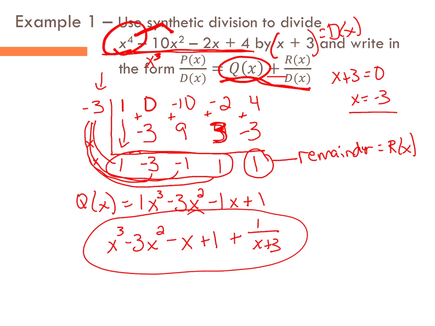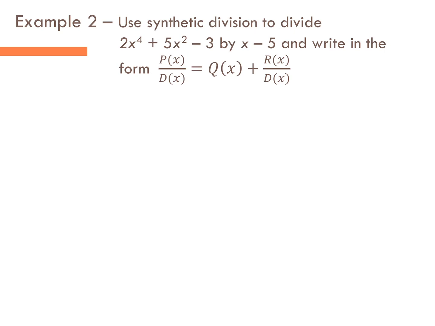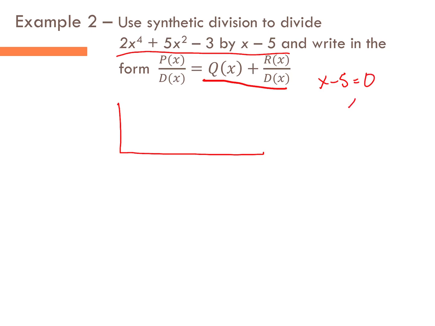Okay, so let's do another one of the exact same thing with different numbers. We still want the same form right here. We're still given our problem up here. We're going to start our L. I have x minus 5, set it equal to 0, so x equals 5 is what goes on the outside. Use this to figure out our inside. I have a 2x to the 4th. I'm missing an x cubed, so put 0. 5x squared. I'm missing an x term, so I need another 0, and then -3.